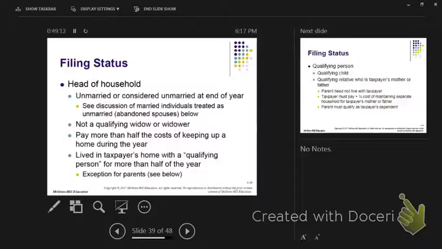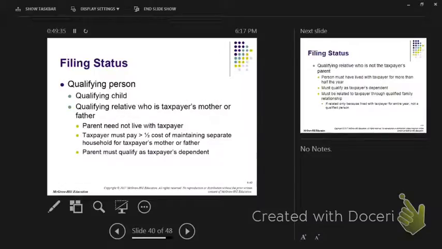And then head of household. All right, so head of household is unmarried or considered unmarried, and we're going to talk about abandoned spouse in a second. Not a qualifying widow, but you pay more than half the cost of keeping up a house. And the person you're paying for the house has lived in your house for at least half the year, with the exception of your parents. And what do I mean by that? Well, the qualifying person for you to claim this is what we already talked about. However, a parent is the only person that does not have to live with you.